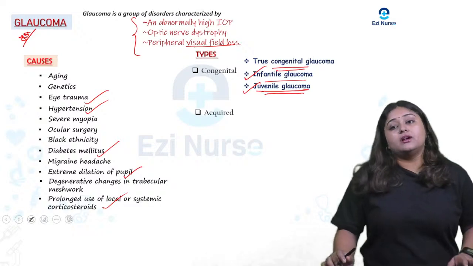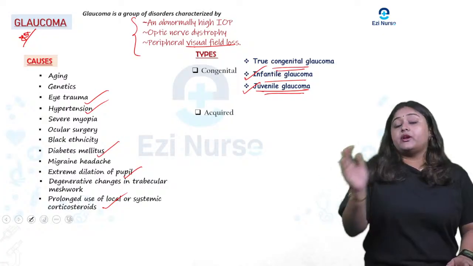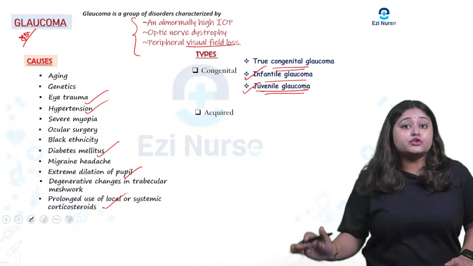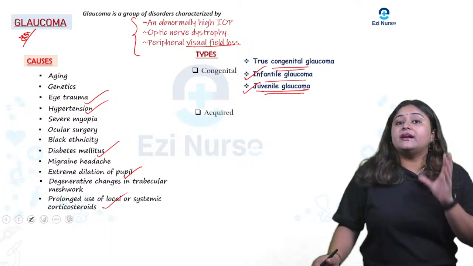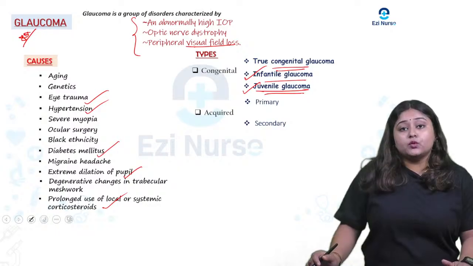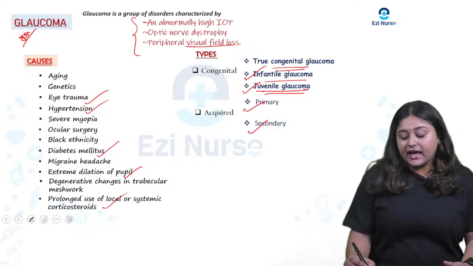So that time it's called a juvenile glaucoma, meaning before 18 years, if glaucoma is diagnosed for that particular child, it's called a juvenile glaucoma. Now come to the next, that is acquired. For the acquired, there are primary and secondary.